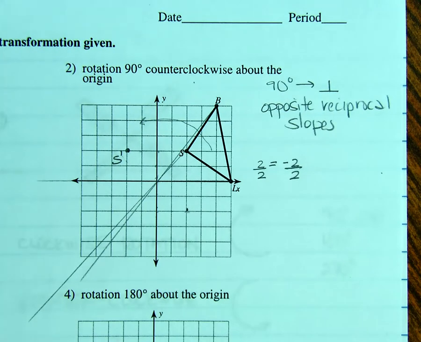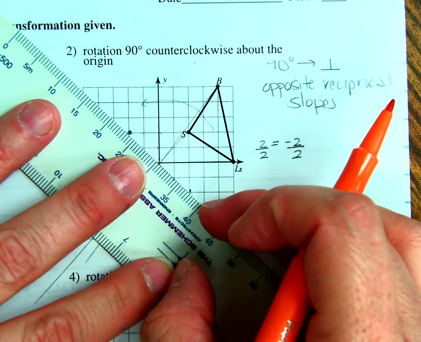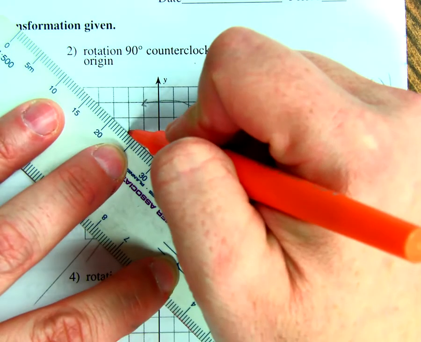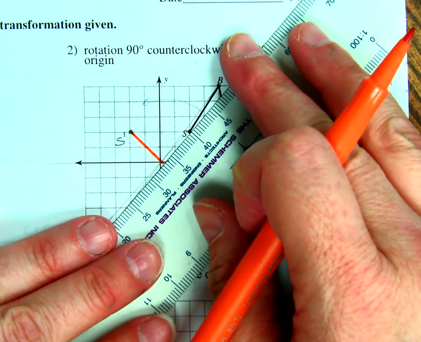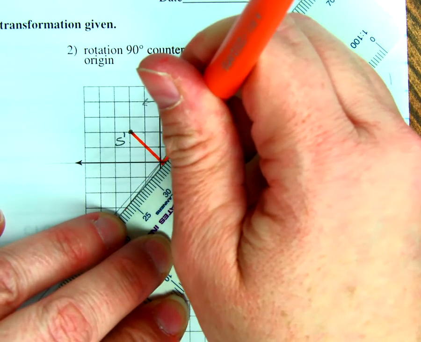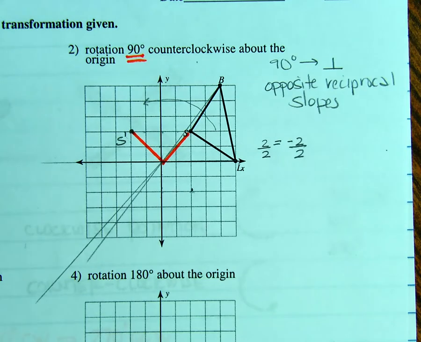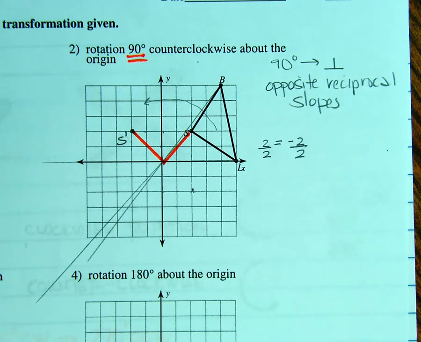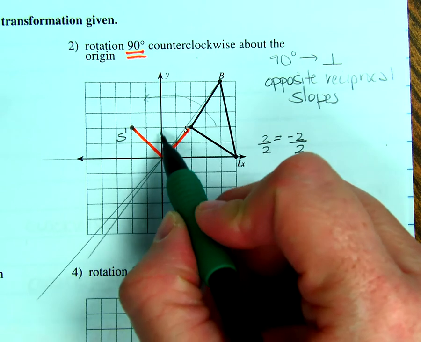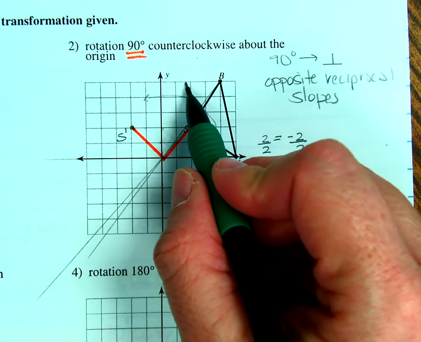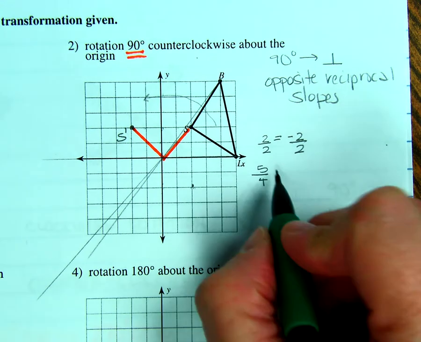I am going to show you how you can tell if you are on the right track or not. If I draw the line from S prime to the origin, and then the origin back to S, you better have a 90-degree angle. And I do. I'm going to do the same thing with B. To find B, I would go 1, 2, 3, 4, 5, 1, 2, 3, 4. So up 5 and to the right 4.